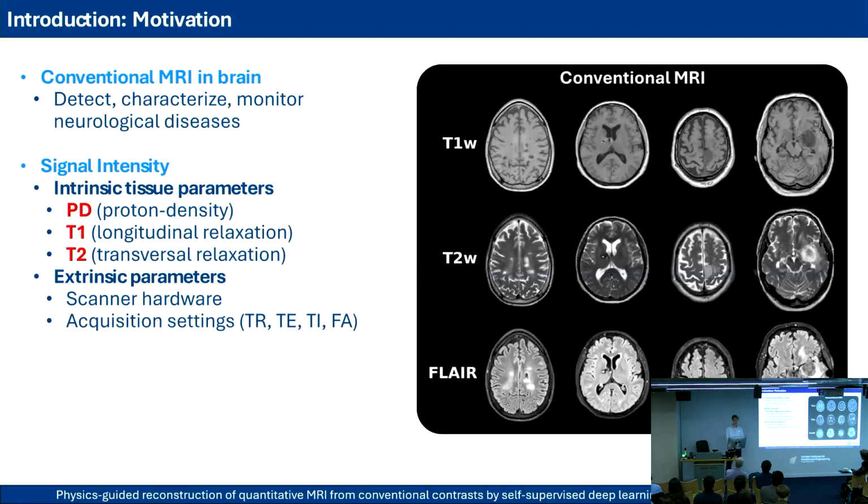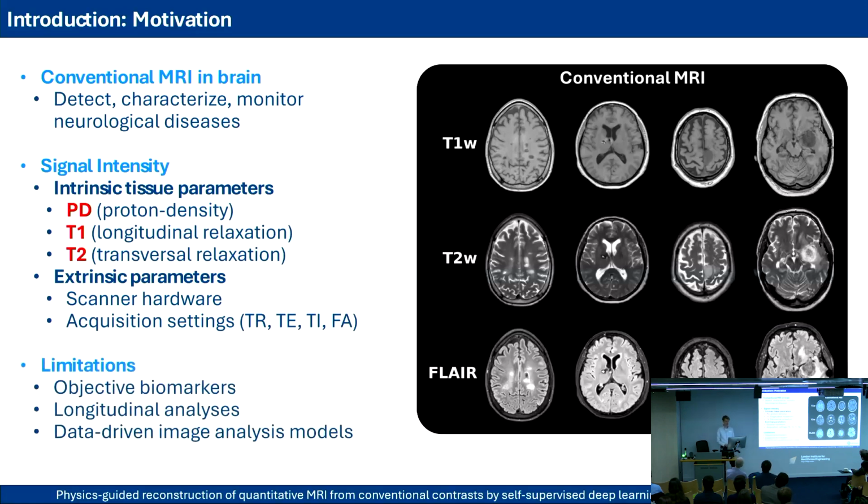It's also a function of extrinsic parameters, such as the scanner hardware or the acquisition settings used. So, for example, the repetition time, echo time, inversion time, and the flip angle. These extrinsic parameters lead to some non-physiological variability, and as a result, these scans only have relative signal information and no absolute quantitative meaning.